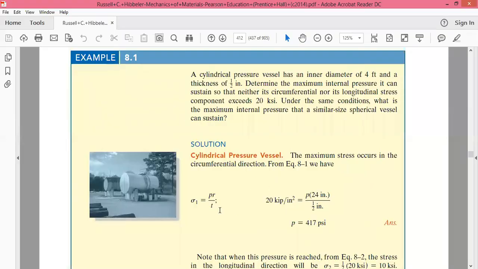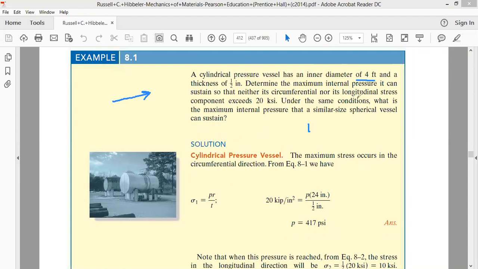Now let's solve this problem. Let's try to consolidate whatever we have done till now by understanding this problem. The question is, a cylindrical pressure vessel has an inner diameter of 4 feet, and the thickness is 1 by 2 inch, that is 0.5 inch.